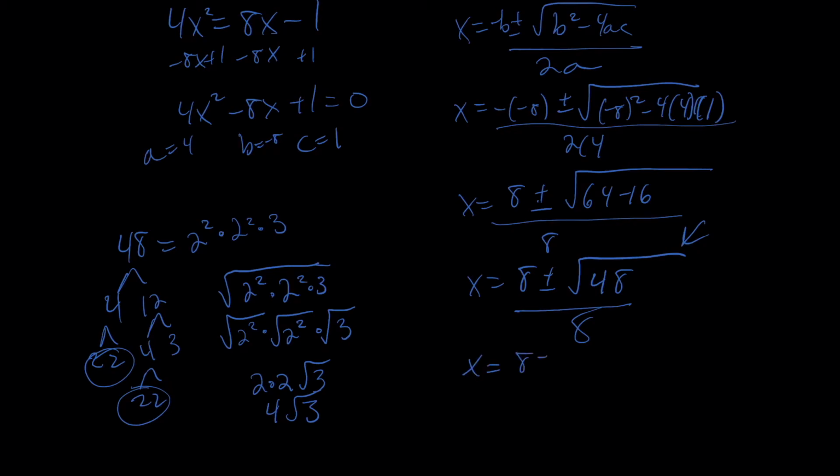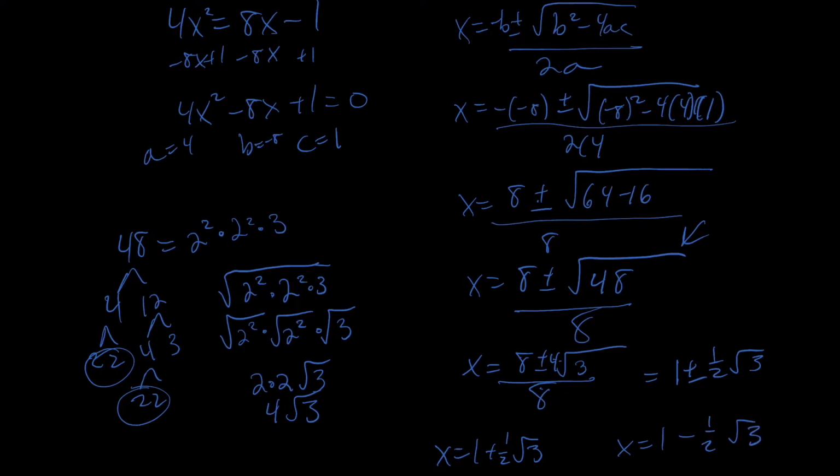So x equals 8 plus or minus the square root of 48 over 8, which I could simplify because all of these have a factor of 4. So I have 1 plus 1/2 square root of 3 plus or minus square root of 3. So x equals 1 plus 1/2 square root of 3, and x equals 1 minus 1/2 square root of 3.